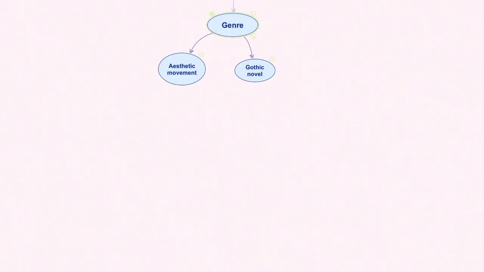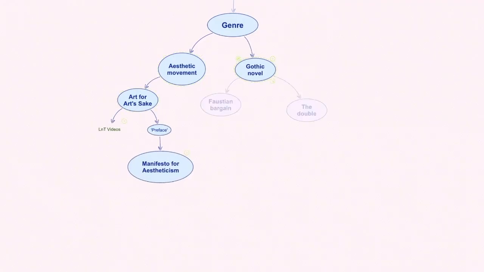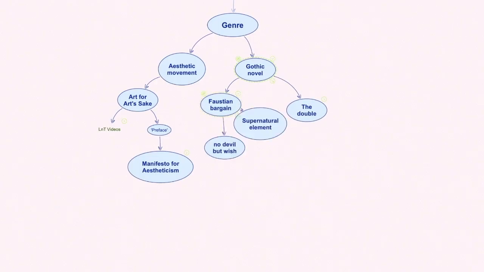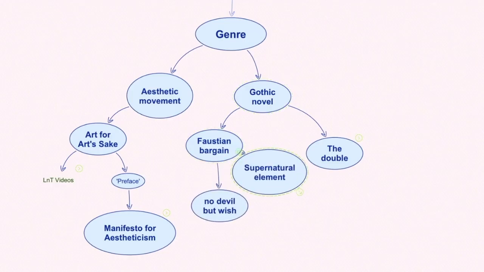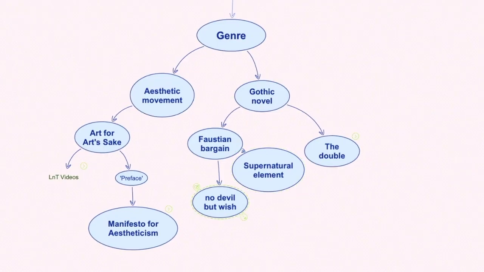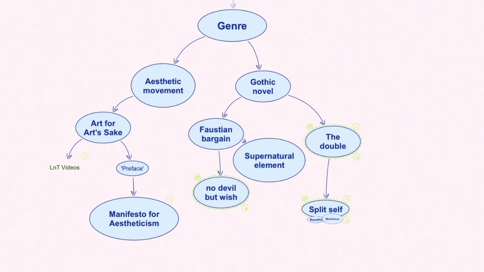Wilde blends the aesthetic movement influence with the Gothic tradition. Branch 1 is for the aesthetic movement with the keywords art for art's sake and preface with manifesto. Branch 2 illustrates Gothic novel. Create 2 branches, one for Faustian bargain and the other for the double. Supernatural element under Faustian bargain will remind you of one of the features of the Gothic novel. The keywords are no devil but wish. Under the double, write split self and beautiful versus monstrous.